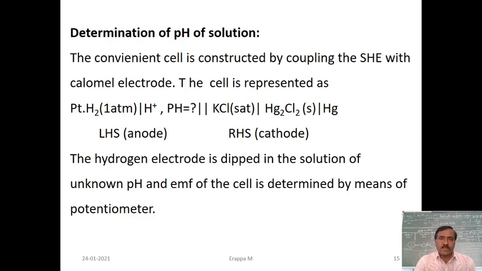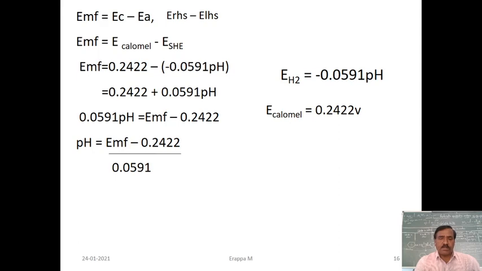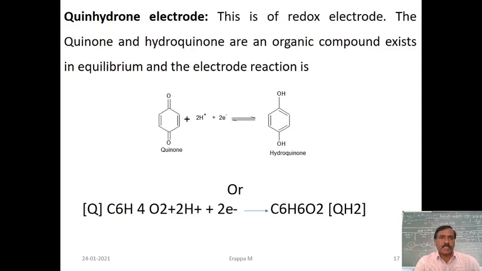So by combination of these for pH determination, LHS is a hydrogen electrode, RHS is a calomel electrode, forming a cell. The EMF of the cell can be determined. If you know the value of EMF, the pH can be calculated. Quinhydrone electrode: the next one is the quinhydrone electrode. This is a redox electrode.